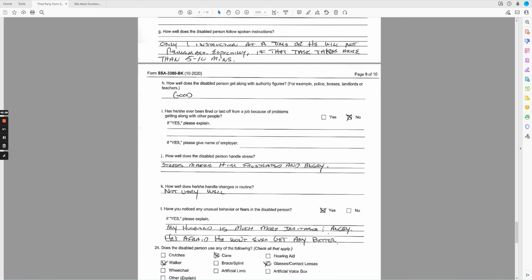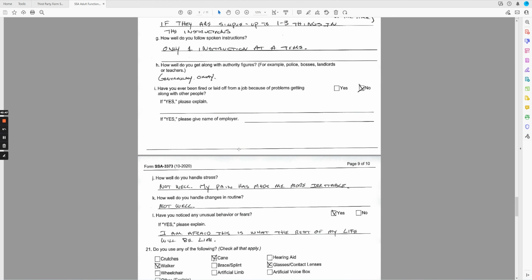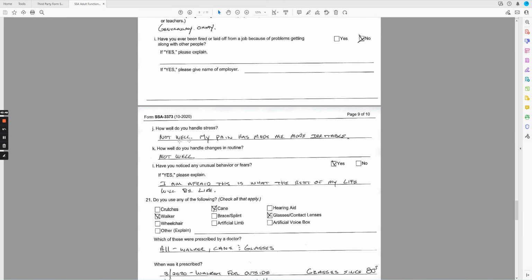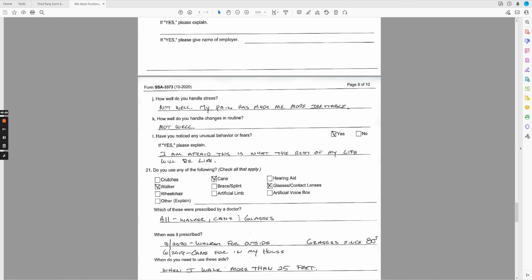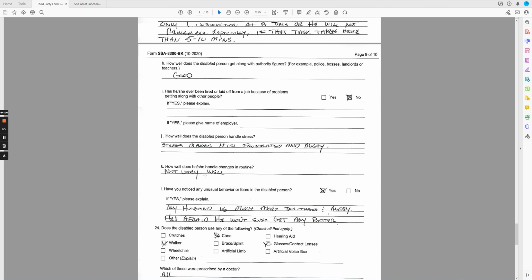Here, how well does this disabled person handle stress? Stress makes them frustrated and angry. And again, I just want to reference, as you can see, these questions are exactly the same on the adult function report. How well do you handle stress? And of course, that question is for the client. Not well. My pain has made me more irritable. So on the third party form, stress makes him frustrated and angry. How well does he handle stress?